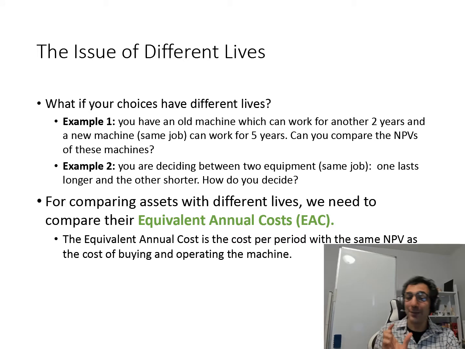So we have to make some adjustment to the NPV, and based on that, we need to generate something called equivalent annual cost, or EAC. The EAC provides you the cost per period with the same NPV as the cost of buying and operating the machine. What does it mean?